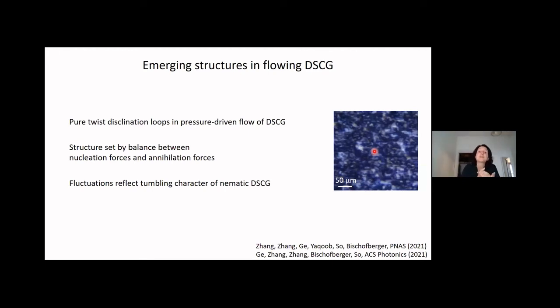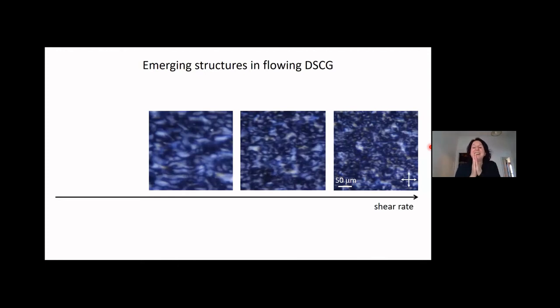So I showed you that we have pure twist disclination loops that spontaneously emerge in this pressure-driven flow of DSCG. Their structure is set by the balance between the nucleation forces and the annihilation forces, and their fluctuations reflect the tumbling character of the nematic liquid crystal. Now, I also told you that as we decrease the shear rate even further, we would eventually expect the material to be in this pure log rolling state, which in our visualizations should appear as a uniform yellowish color.